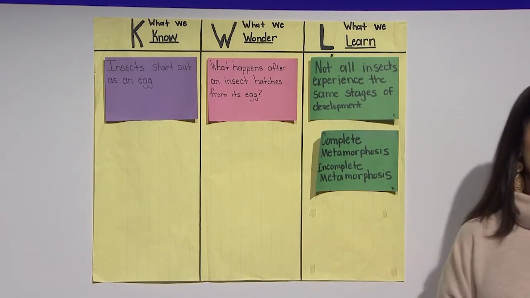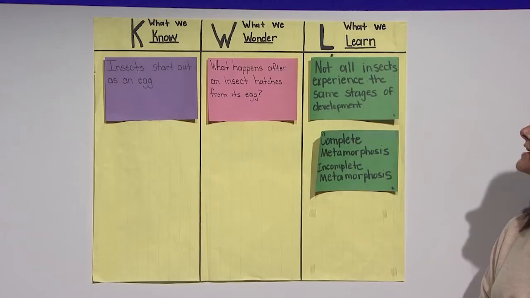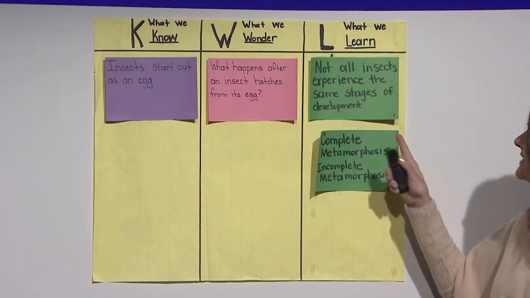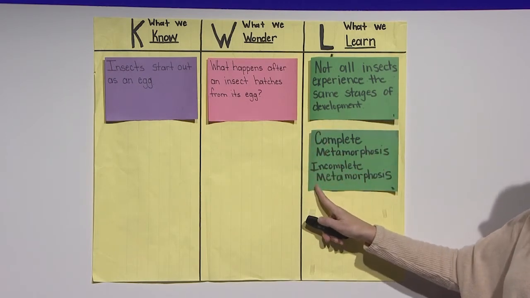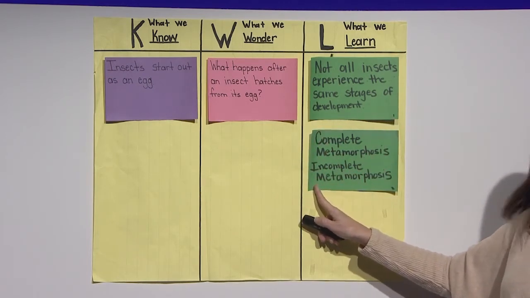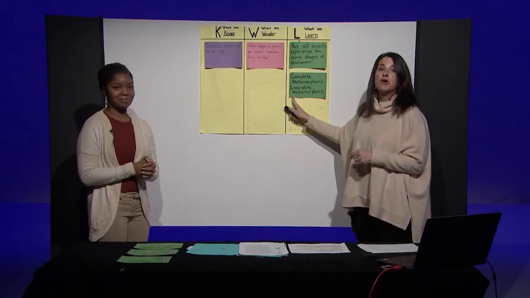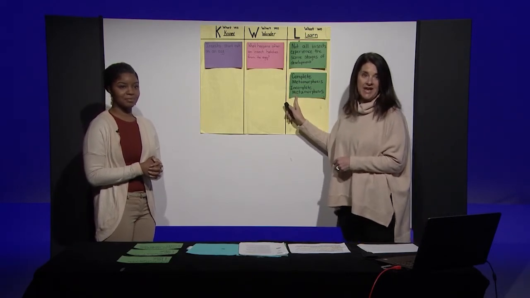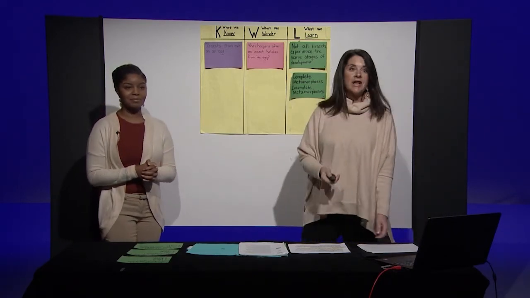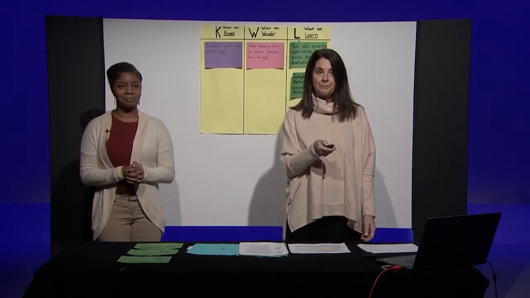She was wondering what happens after an insect hatches from its eggs. So what we learned in lesson 1 was first that not all insects experience the same stages of development. We also learned about a complete metamorphosis and an incomplete metamorphosis. We are going to learn more about those two types of metamorphosis today. So let's look at our first slide to see what we're going to be learning about.